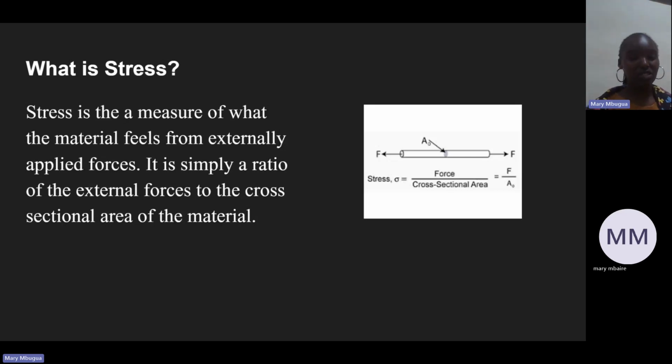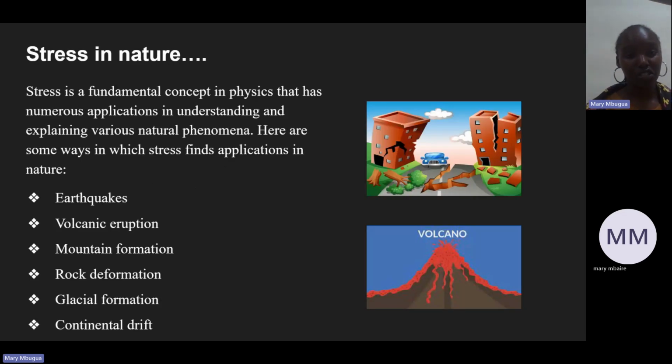Stress is an effect that is felt by materials as a result of application of forces, and we basically describe it as force over a cross-sectional area. Stress finds a lot of application in nature, and it can be described in physics. Some end effects felt in nature as a result of stress include earthquakes, volcanic eruptions, mountain formation, rock deformation, continental drift, and glacial formation.